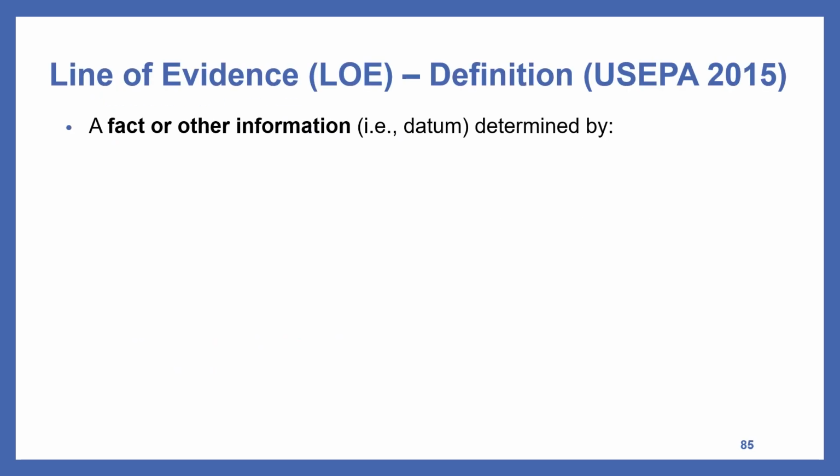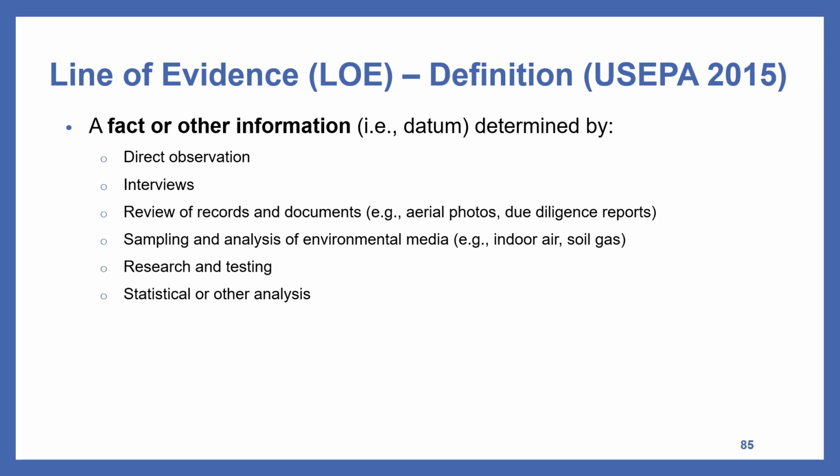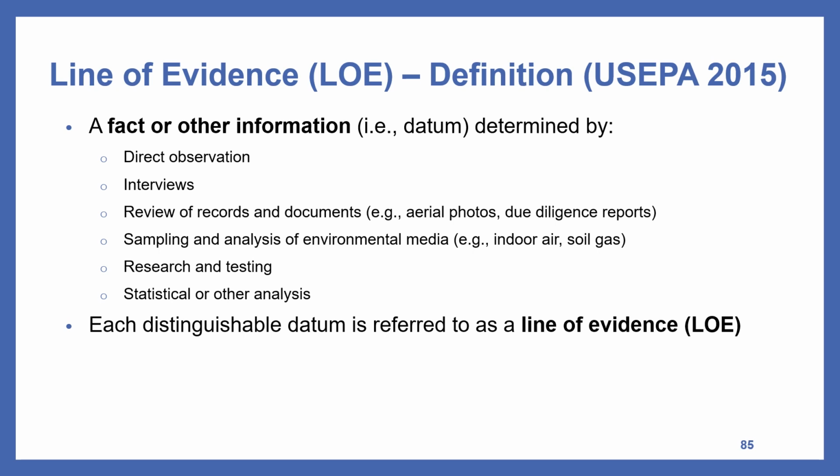A line of evidence is a fact or other information determined by any of the following: direct observation, such as a building survey, interviews with knowledgeable persons, review of records and documents such as aerial photos, Phase 1 environmental assessments, or other reports, the sampling and analysis of environmental media such as indoor air, outdoor air, soil gas, results of research and testing, or a statistical or other type of analysis such as empirical databases. Each of these is referred to as its own line of evidence. And it's important to keep in mind that these can be either qualitative or quantitative.